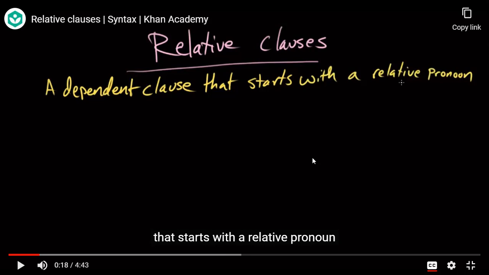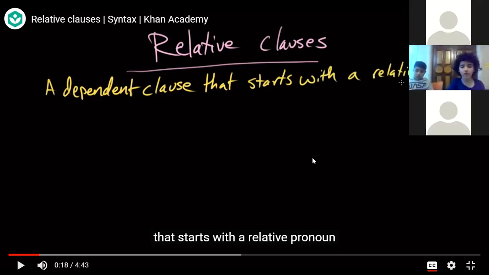Okay, guys, so focus on this point. It's very important to know that we have two kinds of clauses, dependent and independent. Okay, so relative clauses are a kind of dependent clause that starts with what? A relative pronoun. So we're going to know what the relative pronouns are. How many are they? Okay, let's see.